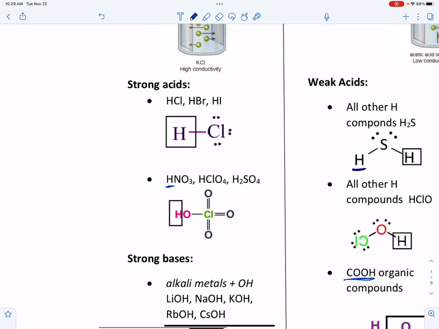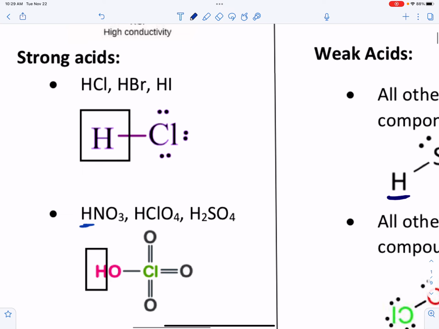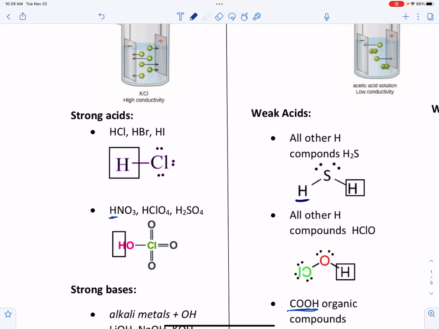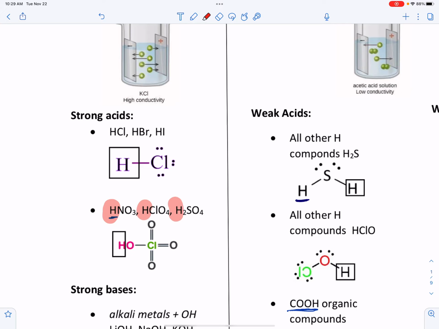But let's make sure we can identify acids first. So I'm zooming in right here. An acid is something that has an H on the front side. So I've got some H's identified. H, H, H, H, H, H, H, H, H on the front side. That's going to be an acid.